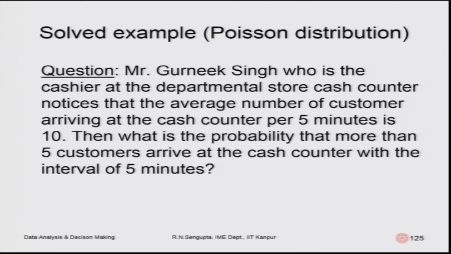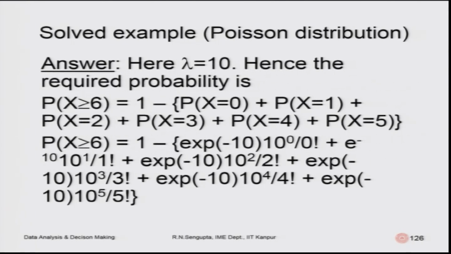So, let me continue reading it. Arriving at the cash counter per 5 minutes is given by 10. Then what is the probability that more than 5 customers arrive at the cash counter within an interval of 5 minutes? So, here lambda would be given as 10, and we will solve the problem.